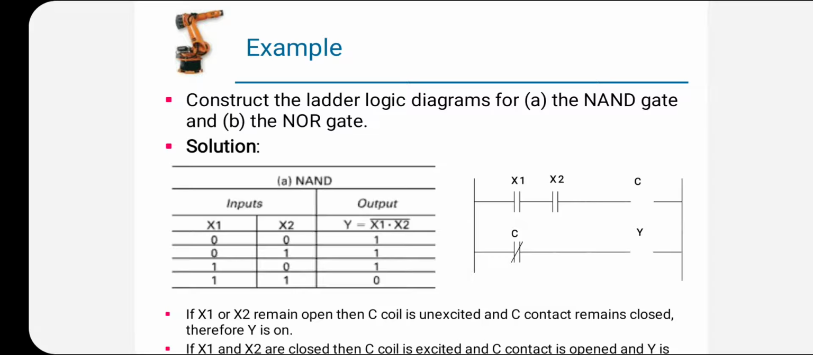So the first rung gives you the function of an OR gate. So if both x1 and x2 are closed, then the system is closed. If any one of x1 and x2 is open, then the system is open and no device will start. So output is 0 then. Okay.